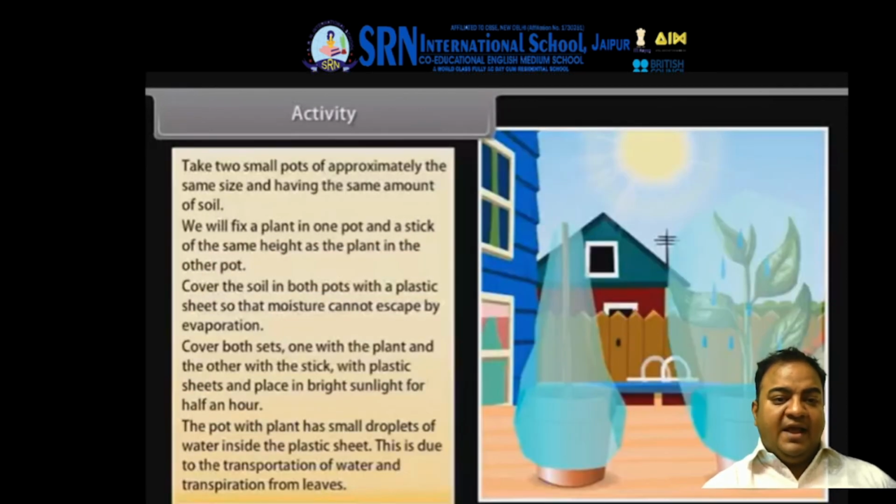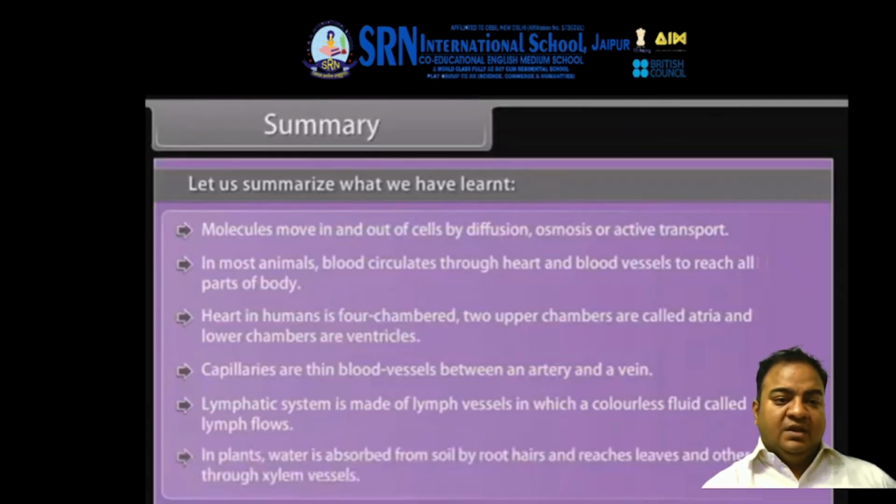Now let us perform an activity. In this activity we will fix some plants and we will check the impact of sunlight. In this we will cover one of the plants and the other plant will be left uncovered, and we can see which pot has small droplets of water inside the plastic sheet. This is due to the transportation of water and transpiration from the leaves. In this process, the plastic does not allow the water to come out, which can be seen in the form of droplets.